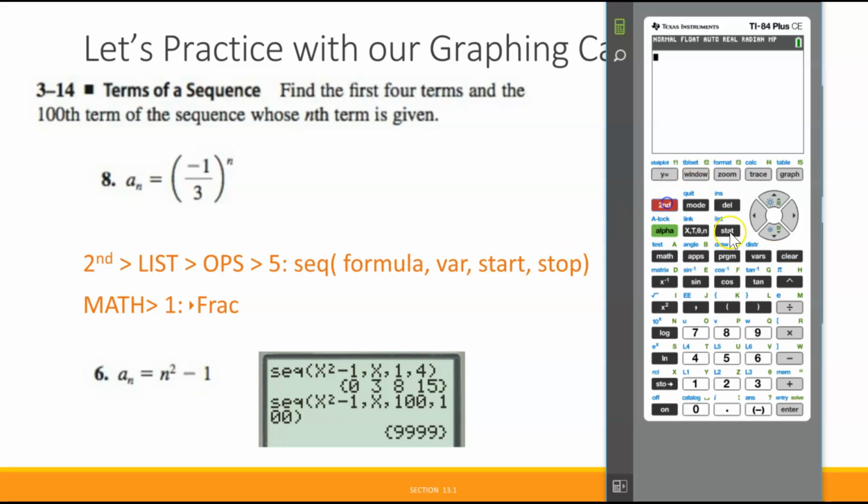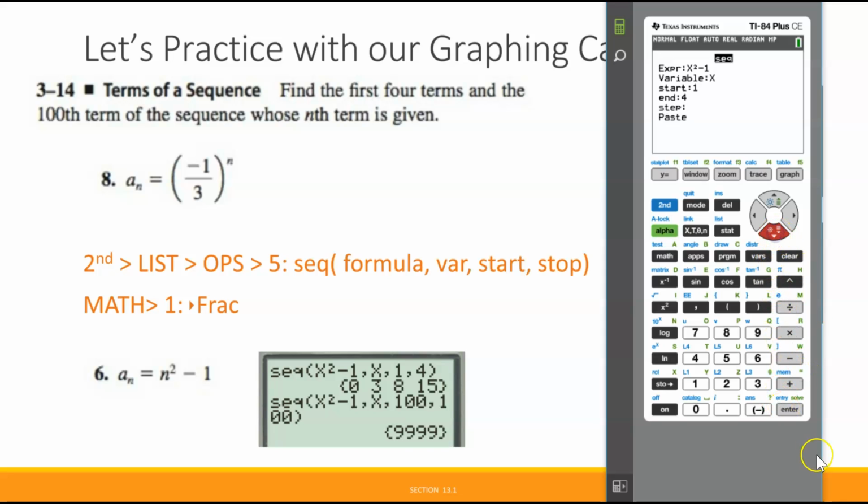Second list, operations, sequence command. Our new expression is x squared minus 1. The variable is x. We're going to start at 1 and stop at 4. The step size is defaulted to 1: 1, 2, 3, 4. But if I put a 5, you can do 5, 10, 15, 20. You might want to explore with that.